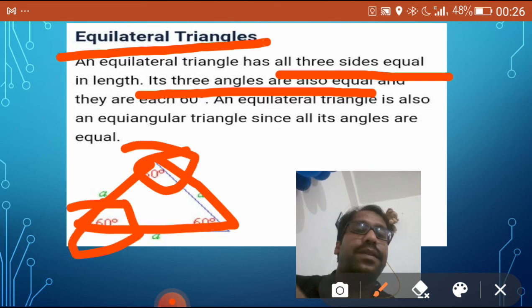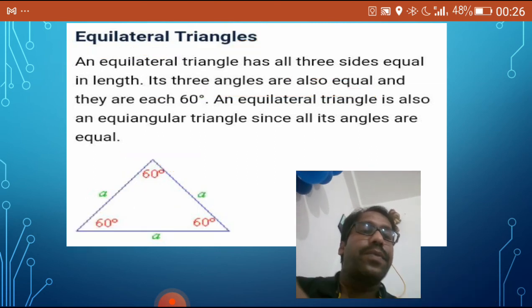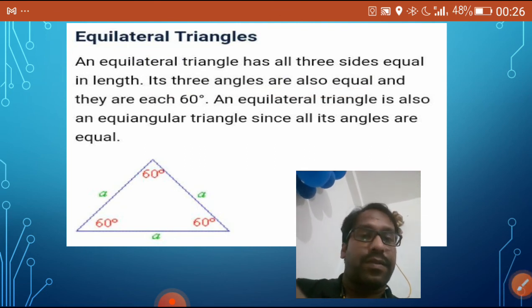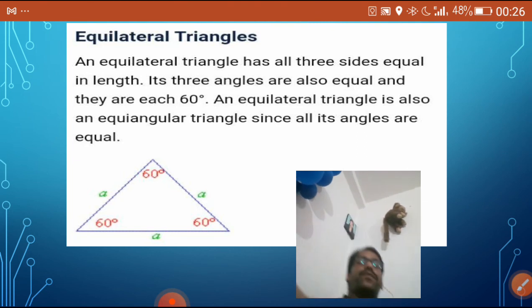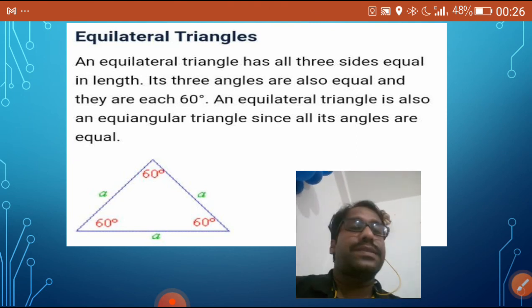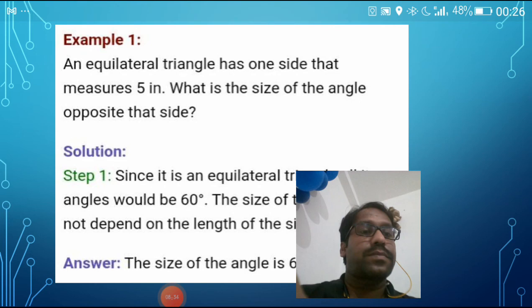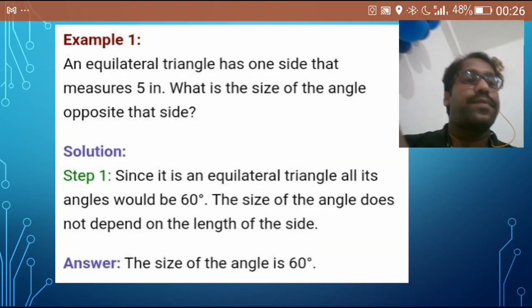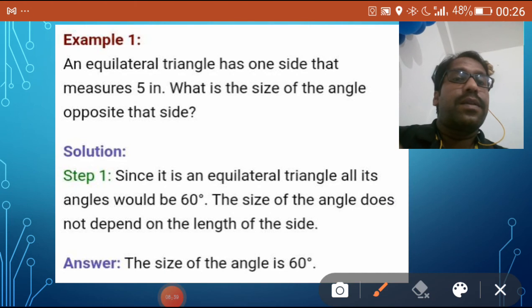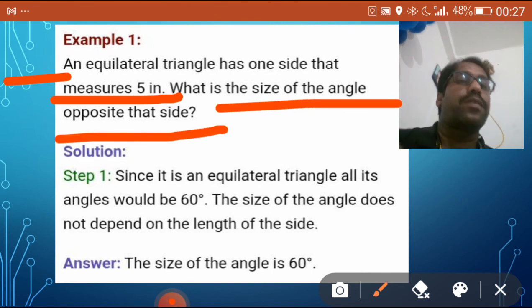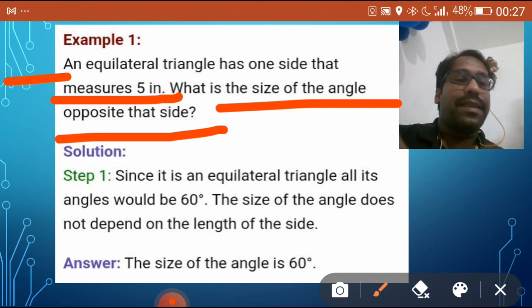And the length of each side is A. So this is called an equilateral triangle. Then we have one question based on this. The question is saying that an equilateral triangle has one side measuring 5 inches. What is the size of the angle opposite that side? This is an equilateral triangle, so the size doesn't matter for measuring the angle.